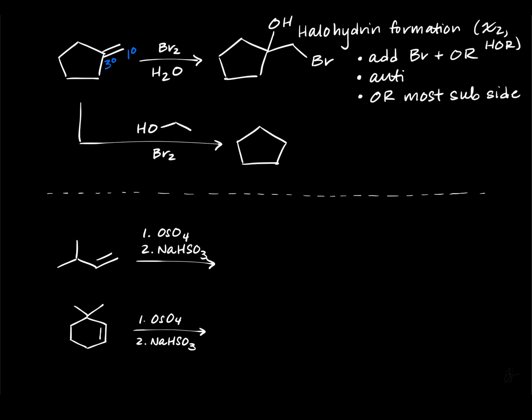And this time we're going to add OR on the more substituted side. So literally all I've done was I removed the hydrogen and simply installed this OR group on the most substituted carbon. I also have that bromine on the least substituted carbon.